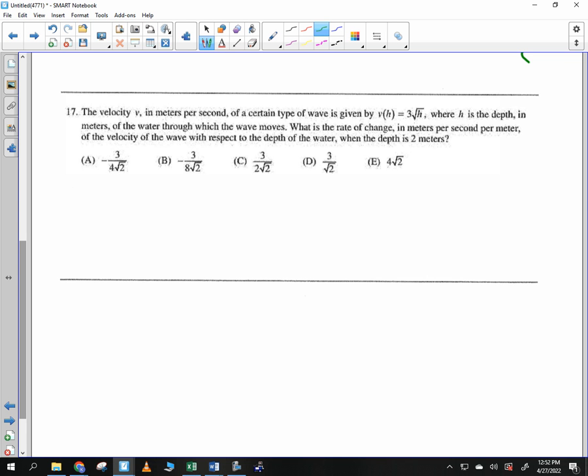When I first looked at this next problem, I immediately tried to classify it as a related rates of change problem, but it's not. Let's see what's happening. Velocity in meters per second of a certain type of wave is given by this. So, are we given the velocity function, the position function, or the acceleration function? Which one? You're given velocity, where h is depth in meters of the water through which the wave moves. What is the rate of change in meters per second per meter? So what is it asking for?